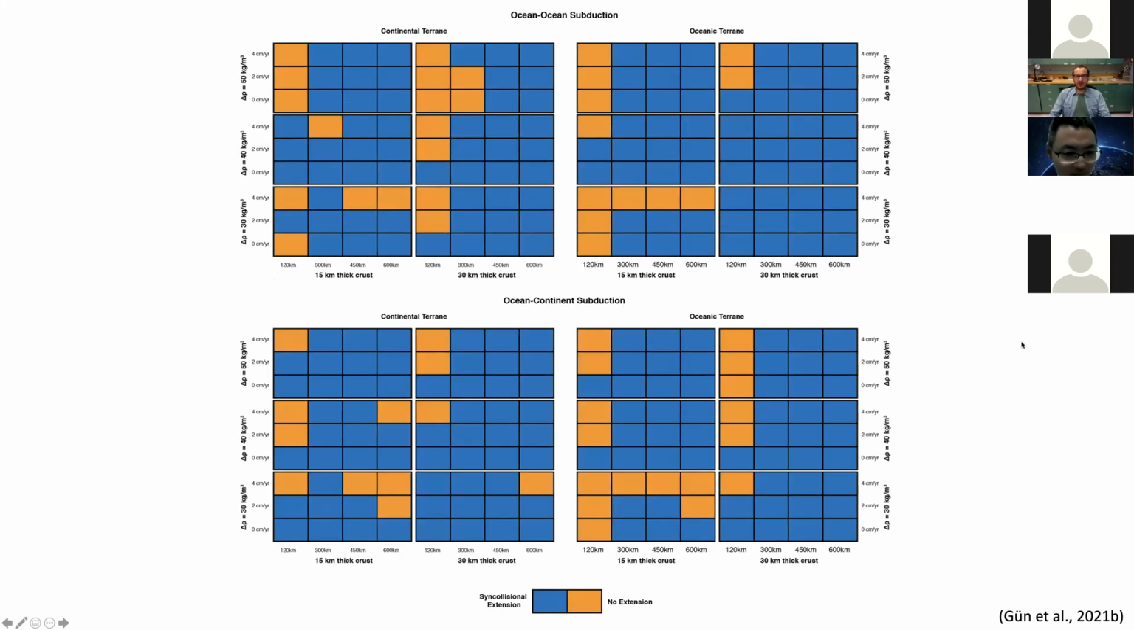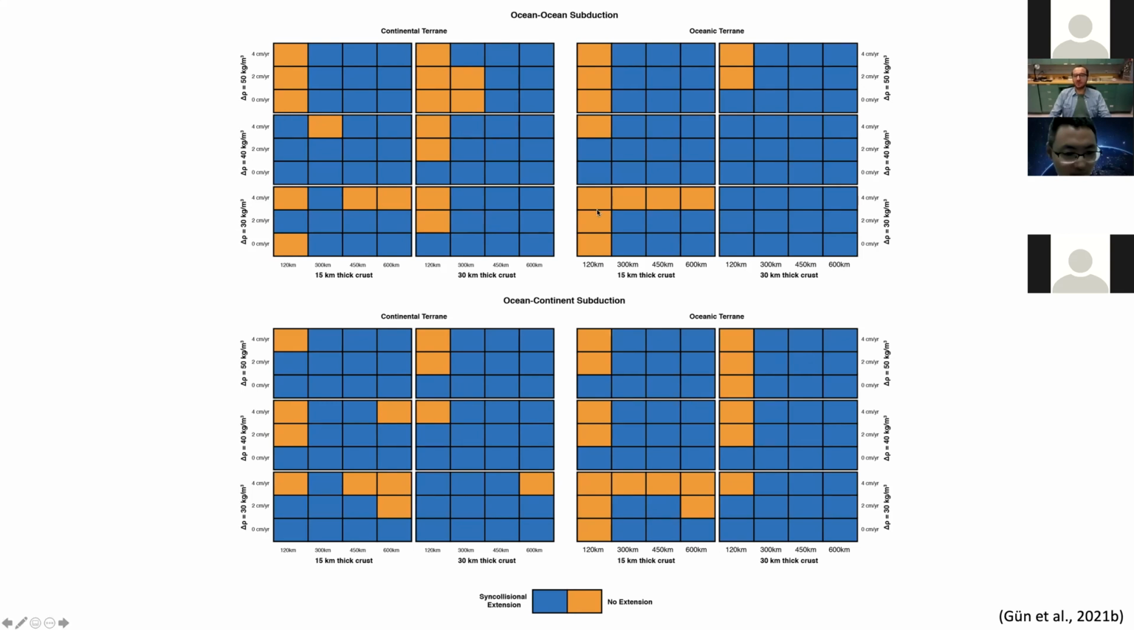So as I told you, we also focus a little bit on syncollisional extensional cases too, but as you can see, there are no clear patterns here. This is because we see so many different geodynamic events during the collision, because we see sometimes break off, continuous subduction, etc. And that's why it's not easy to find a pattern during the collision.